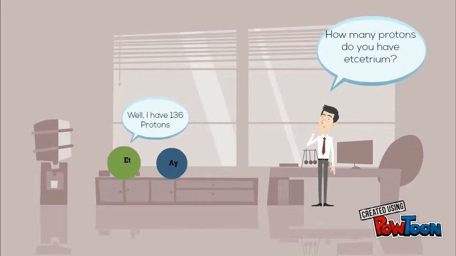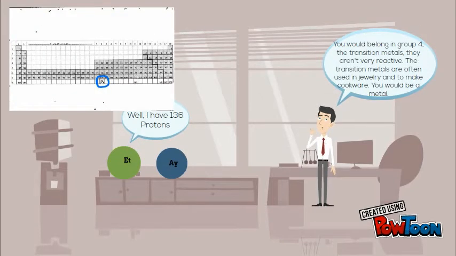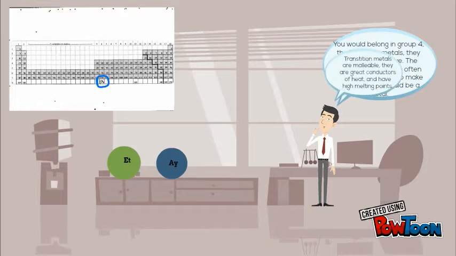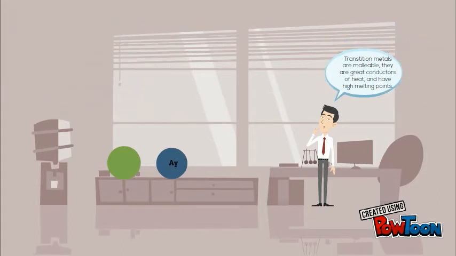How many protons do you have, yttrium? Well, I have 136 protons. You would belong in group 4 of the transition metals. They aren't very reactive. The transition metals are often used in jewelry and to make cookware. You would be a metal also with iridium. Transition metals are malleable. They are great conductors of heat and have high melting points.